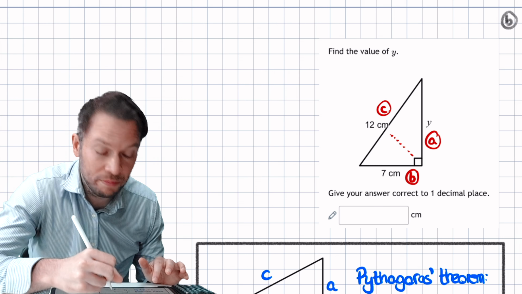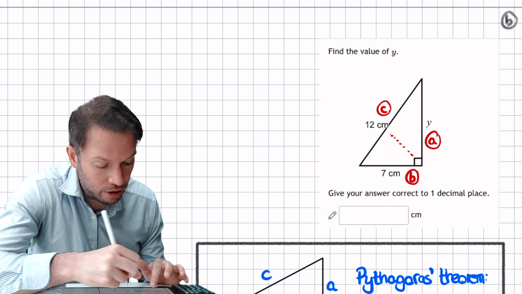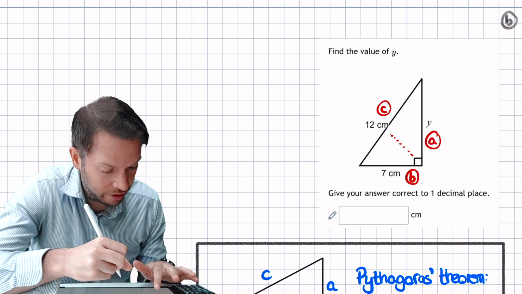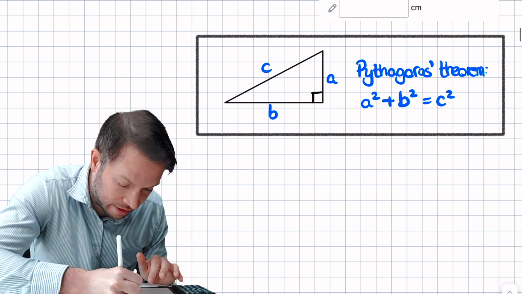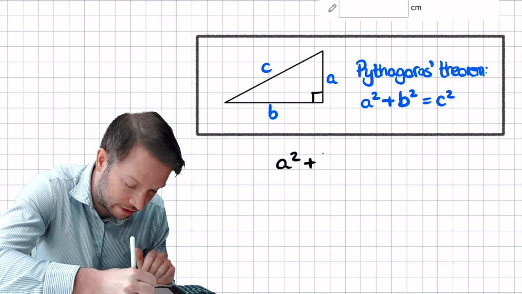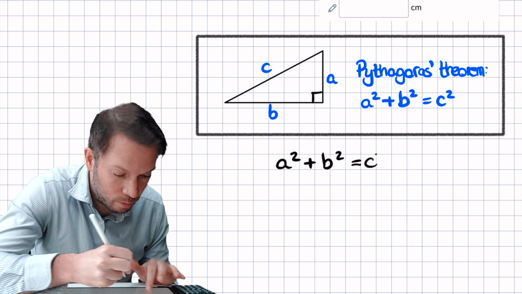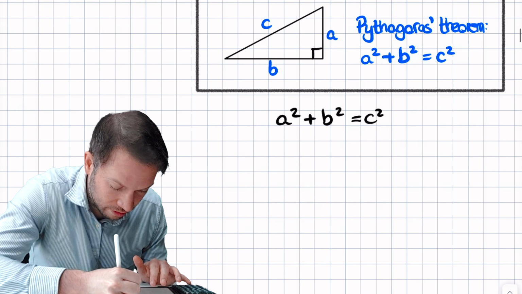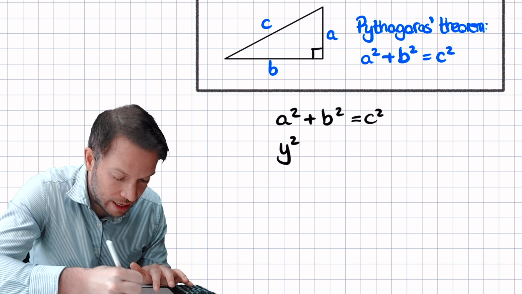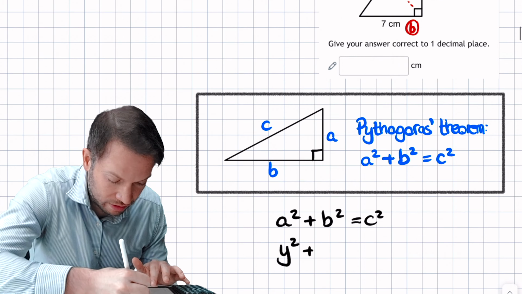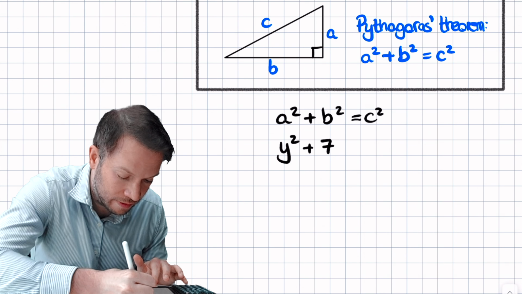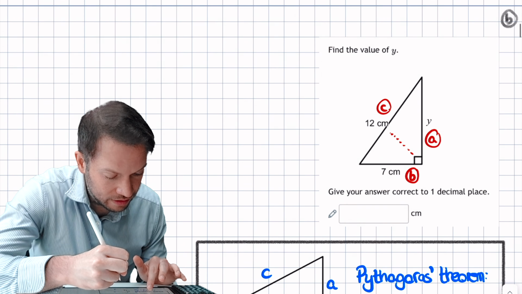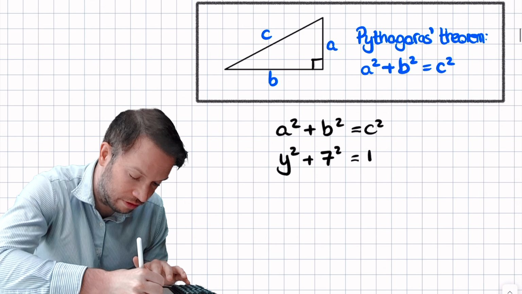So now we just substitute in those side lengths into Pythagoras theorem. So Pythagoras theorem is a squared plus b squared is equal to c squared. We said that a was y, so it's going to be y squared. And we said the b was 7, so we're going to replace the b with 7, is equal to c squared. So c is 12, so we get 12 squared.